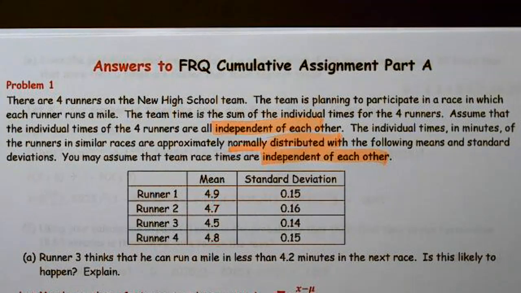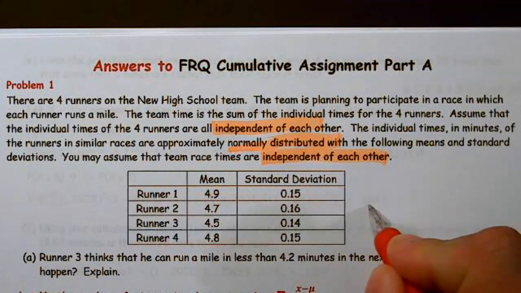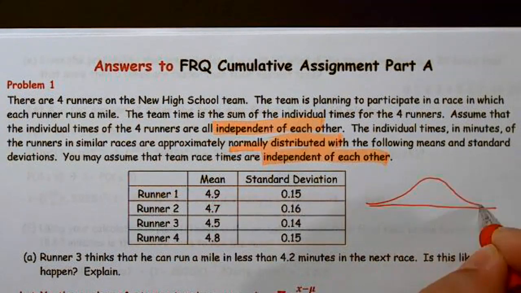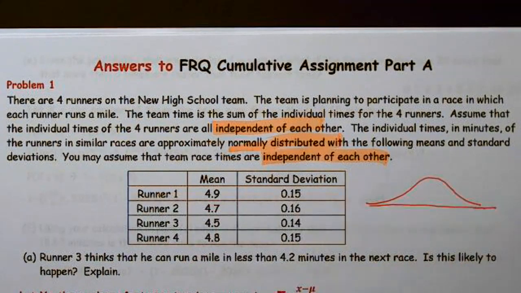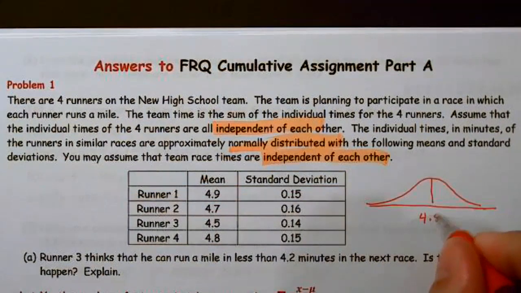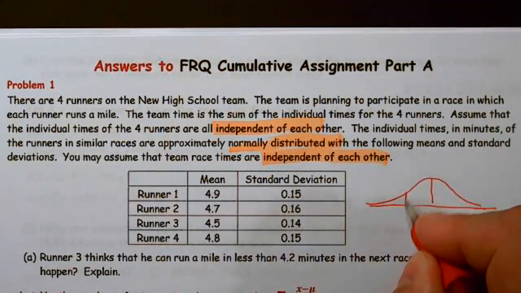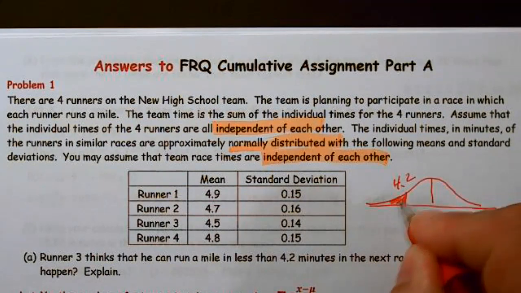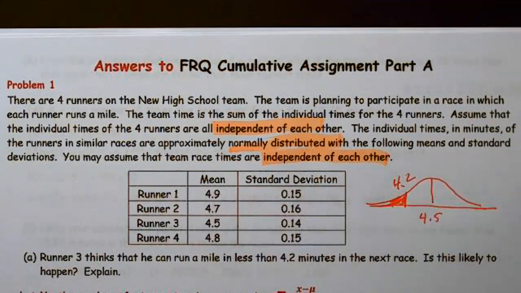Runner 3 thinks that he can run a mile in less than 4.2 minutes in the next race. Is this likely to happen? Explain. So, his expected time is 4.5, or on average. This is what our mean is. And he thinks he's going to run it in 4.2 minutes or less. Right? So that's what we're looking for.